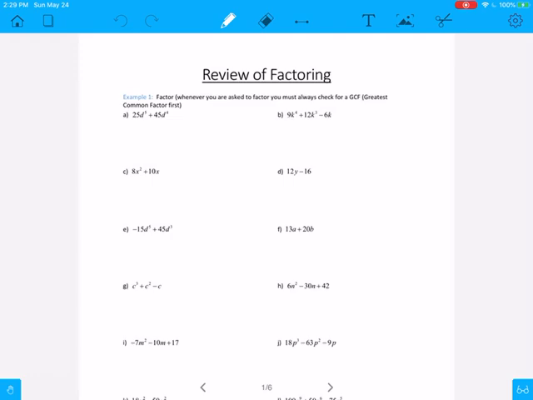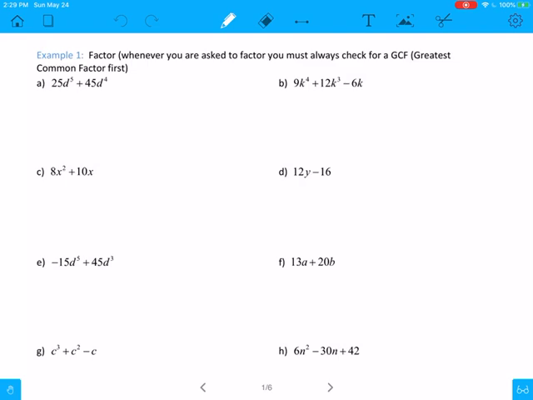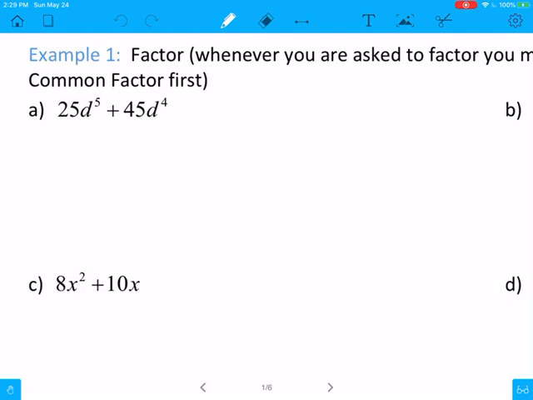So this one here says example 1, factor. Whenever you're asked to factor, you must always check for a GCF, greatest common factor first. Okay? So I look at these 2 terms. And I have 2 terms. And I say this one has 25D5.